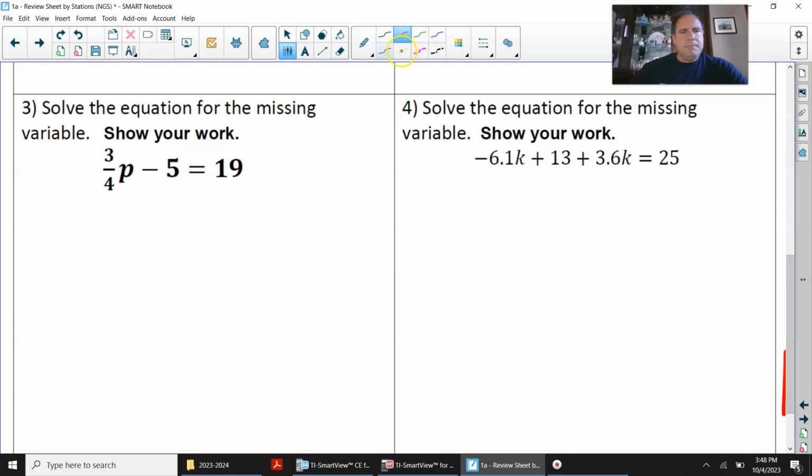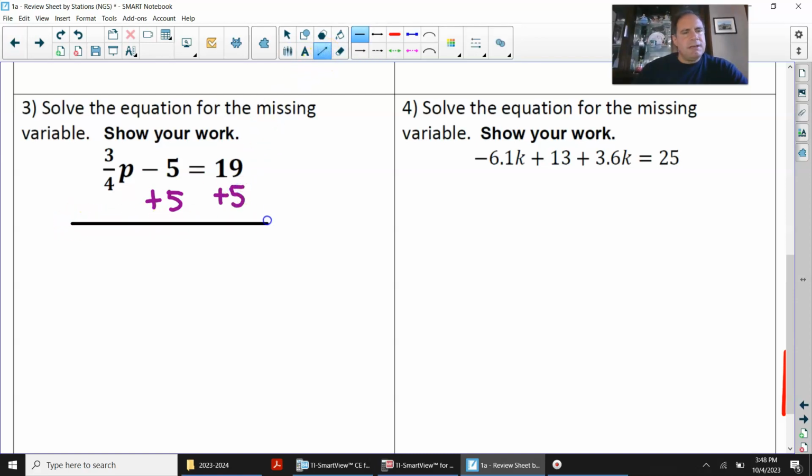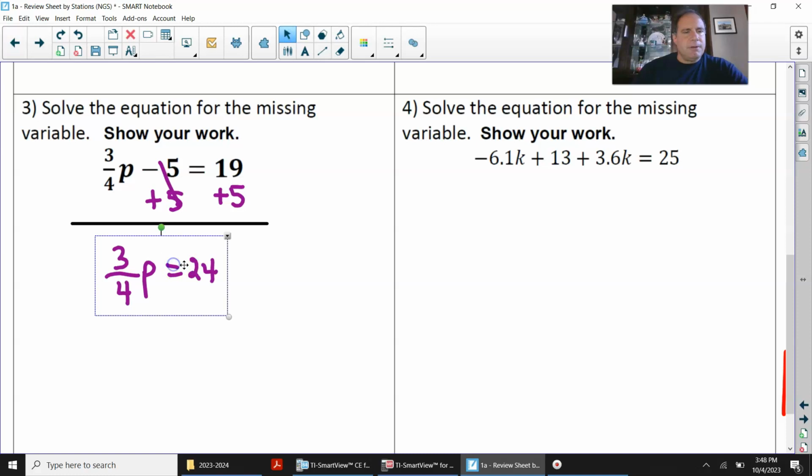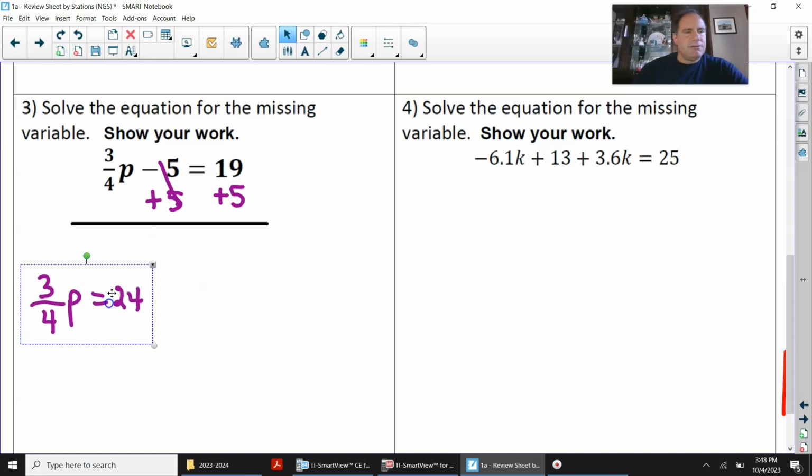For the third one, you're adding 5 on both sides. Again, using inverse operations, when you see subtraction, you're going to add to bring that number over to the other side of the equal sign. You have 24 over here. All right, there are 2 ways to do this. So I'm going to move this over here. This is one way.